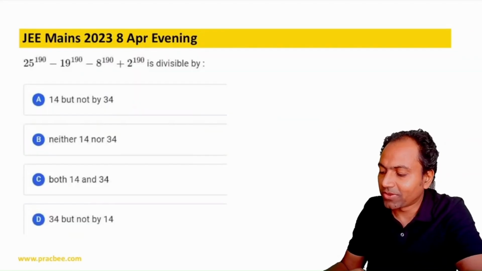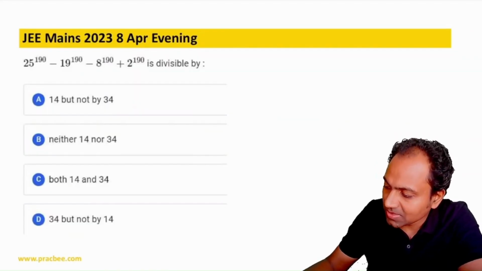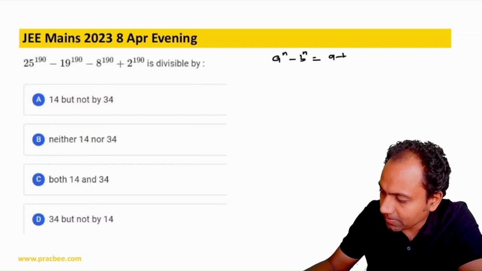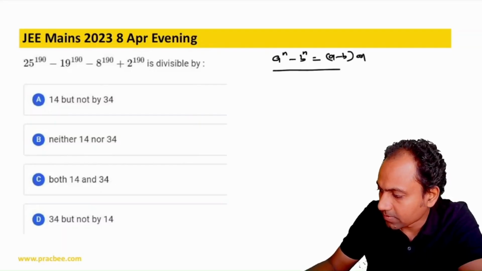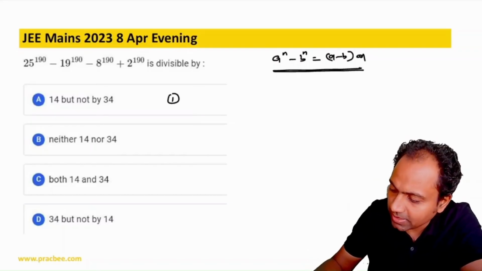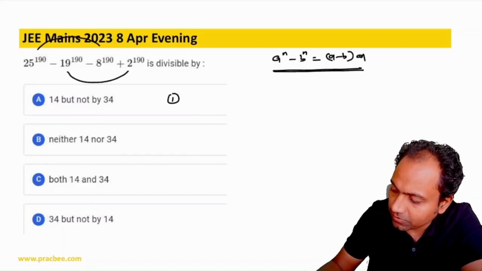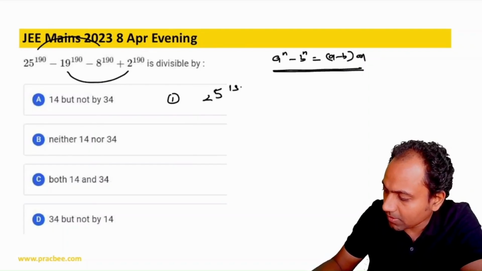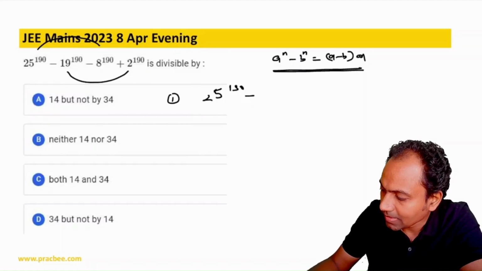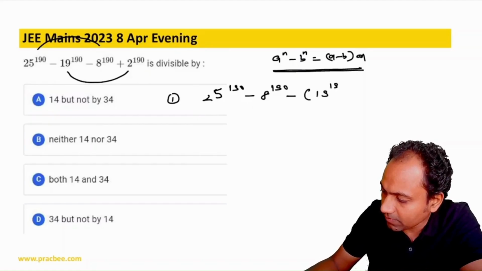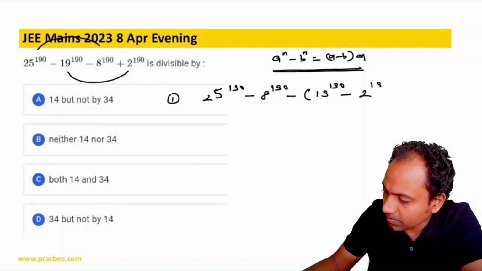And let us see how we can do it. So again, this question is specifically based on this property: a raised to the power n minus b raised to the power n will be a multiple of a minus b. So let us see how to apply this property in this question. So if I first take the first and third term, and the second and fourth term, and if I write 25 raised to the power 190 minus 8 raised to the power 190, and minus sign, 19 raised to the power 190 minus 2 raised to the power 190.